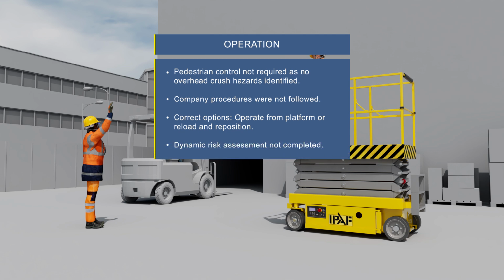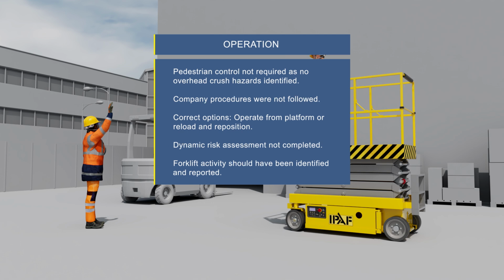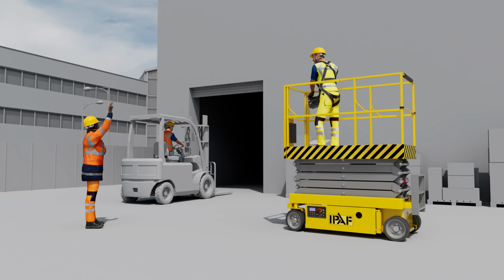Additionally, a dynamic risk assessment should have been performed. The driver should have identified that there was equipment operating in the unload area, and this should have been reported to the site owner. This incident could have been prevented by proper planning and following good practice guidance and company procedures.